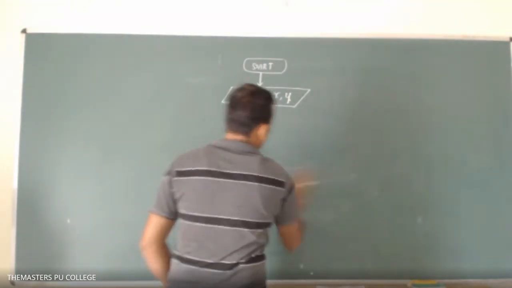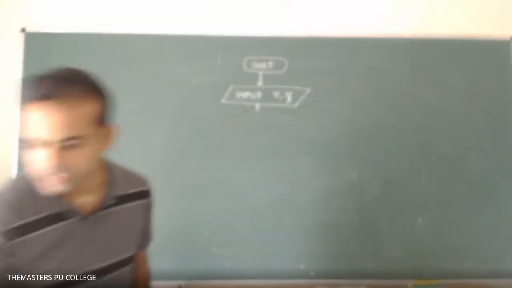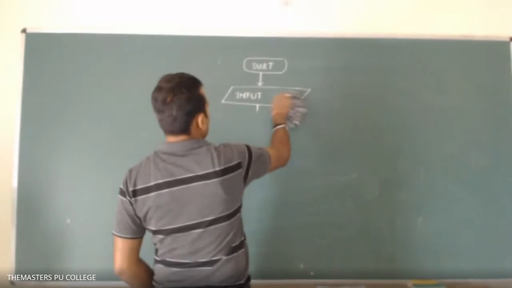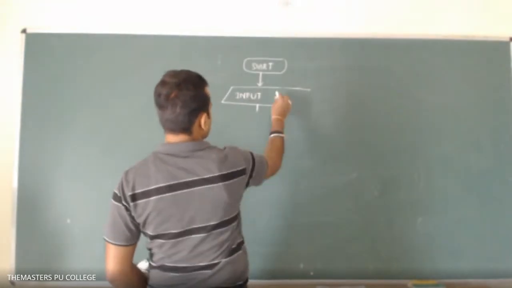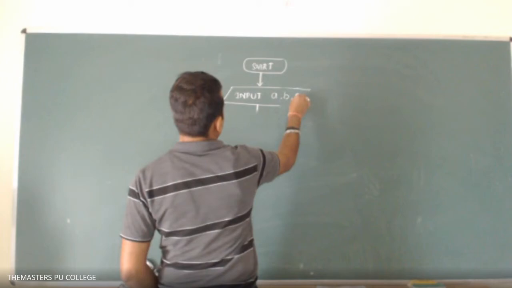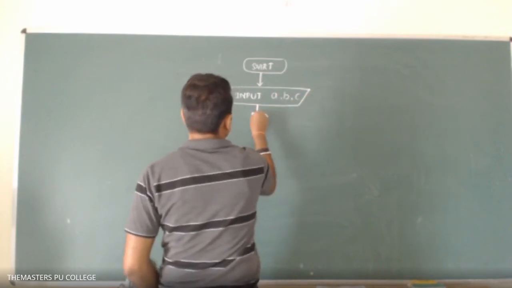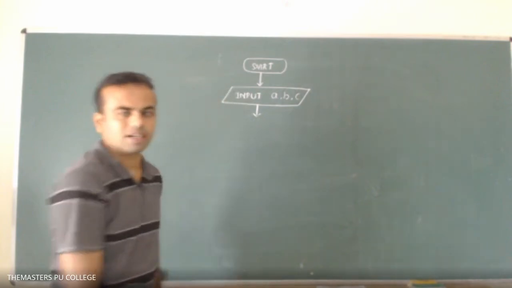Right? Okay, so in addition to this, here I have written x and y. For the biggest of three numbers, I'll consider three variables a, b, c as input. You need to read three variables here. I'll write it small because this diagram will become big.